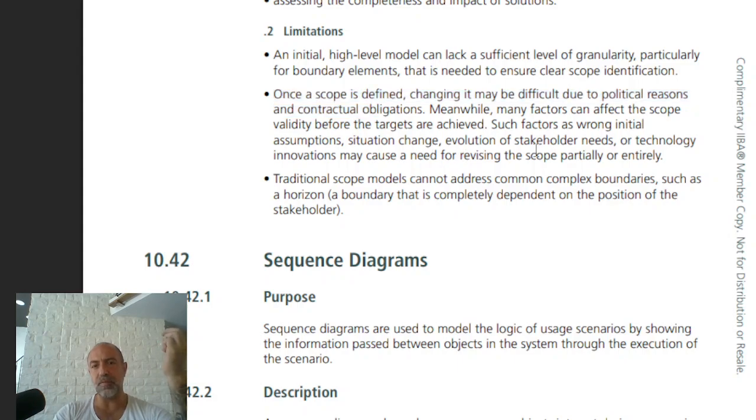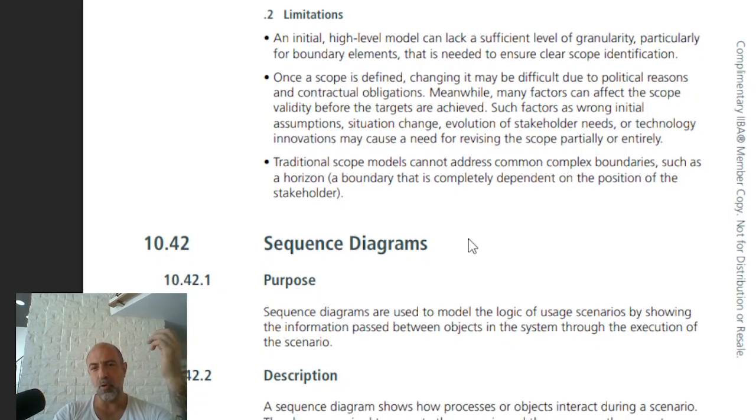Meanwhile, many factors can affect the scope validity before the targets are achieved. Such factors are wrong initial assumptions, situation change, evolution of stakeholder needs, and technology innovations may cause a need for revising the scope partially or entirely. That's something to consider. I don't think it's a limitation, but I think it's valid because every time you're talking to people, you're interacting with people. That's interesting. Yeah, even contracts could be dynamic the same way you are, right?